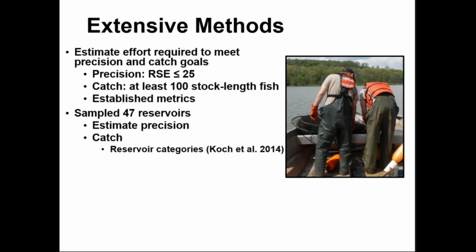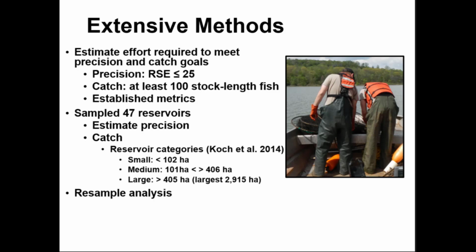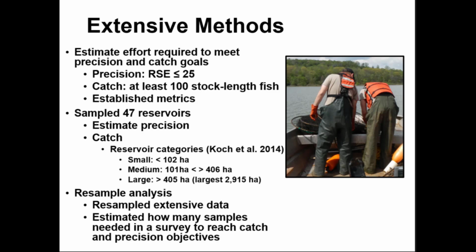We did this in the reservoir categories that were used in the Cook paper, where our small reservoirs were roughly less than 100 hectares, medium reservoirs 100 to 400 hectares, and large reservoirs were over 400, and the biggest reservoir that we used in our data set was almost 3,000 hectares. We then used a resample analysis where we resampled this extensive data to estimate how many samples were required to meet these precision and catch objectives, basically using the same methods as the Cook paper.